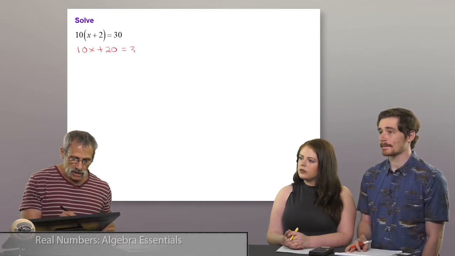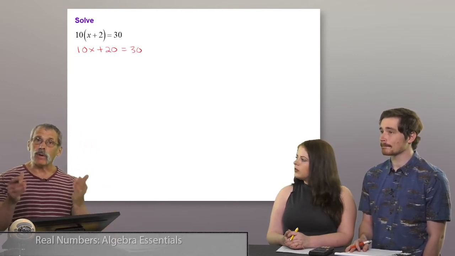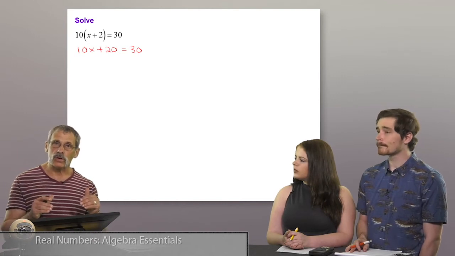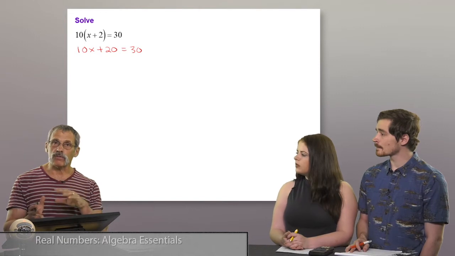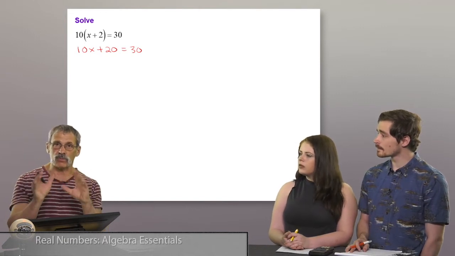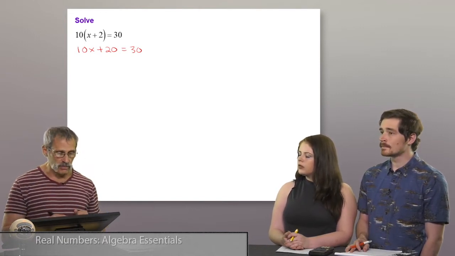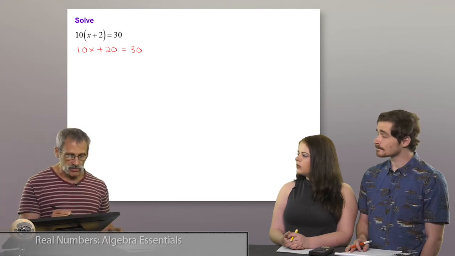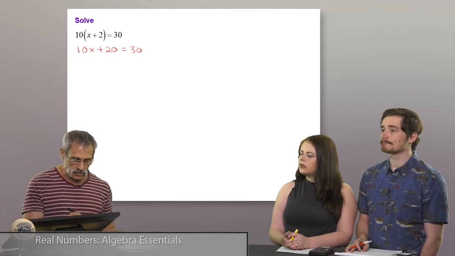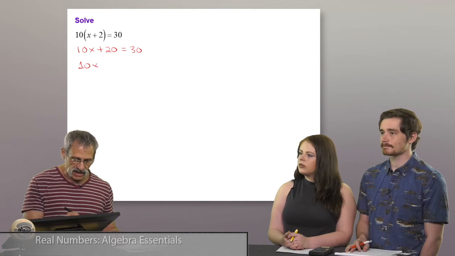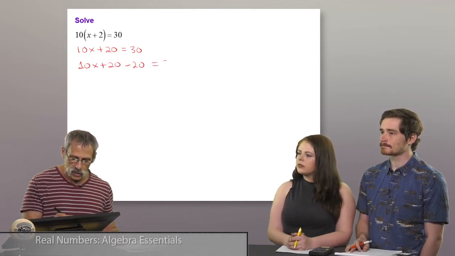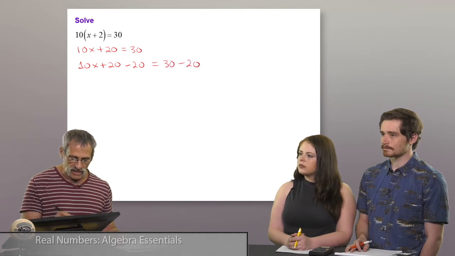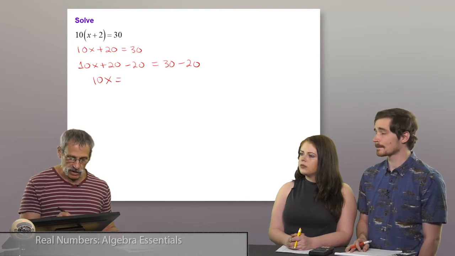Beautiful. Now because I'm solving, I'm going backwards from the order of operations. Order of operations, I would multiply and then add. When you're solving, reverse it. You would look at the addition and subtraction before the multiplication and division. So to isolate x, I'm going to subtract a 20 from both sides of the equation. And if I do that, I'd have 10x plus 20, and then I would subtract a 20 from both sides of the equation. And what would that give me? That would give me 10x is equal to? Is equal to 10. Very good.